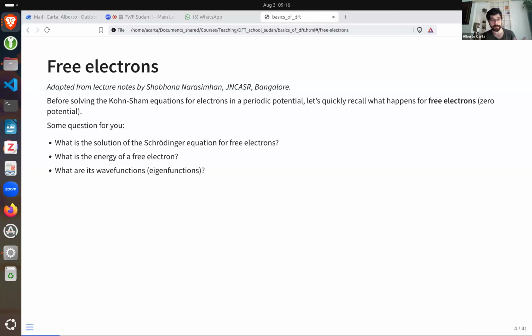The first question I would like to ask is, what is the solution of the Schrödinger equation for free electrons when we have no potential in the material? I also want to ask what energies are associated with these free electrons, and what quantum numbers are good quantum numbers to describe free electrons. If we think about eigenenergies of the Schrödinger equation, we also think about eigenfunctions. So what functions solve the Schrödinger equation for a free electron? Maybe we can give a couple of minutes for people to answer.